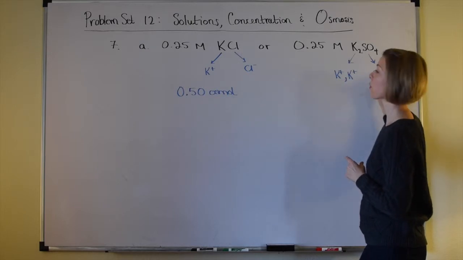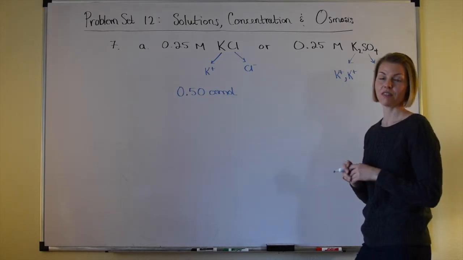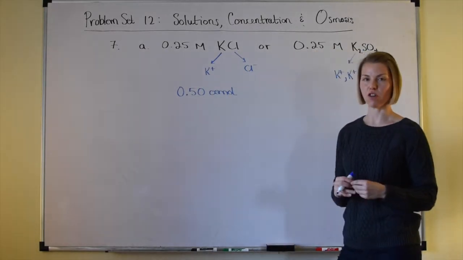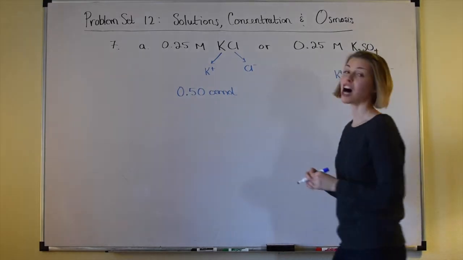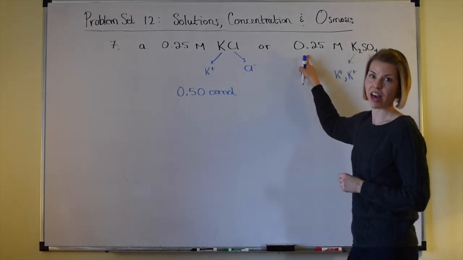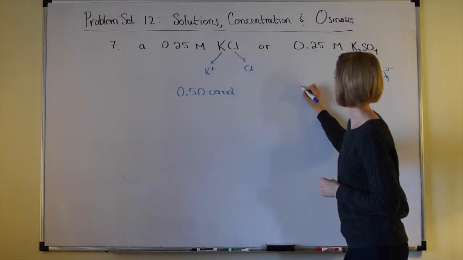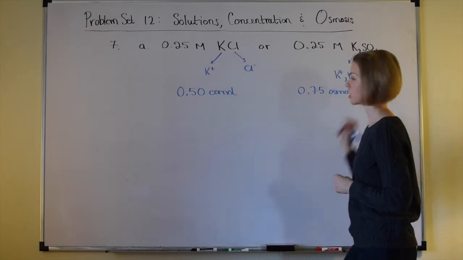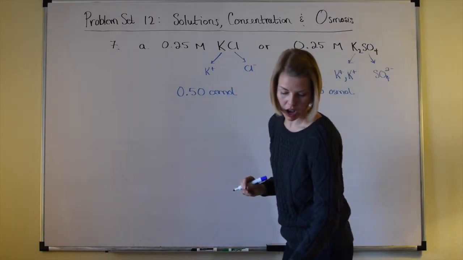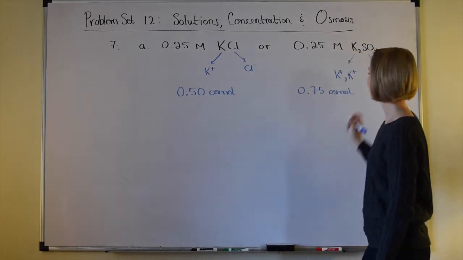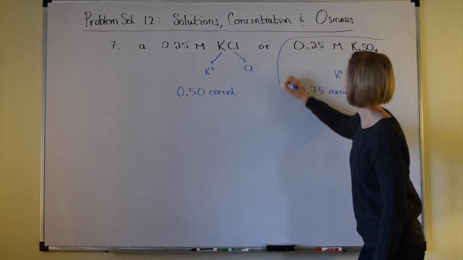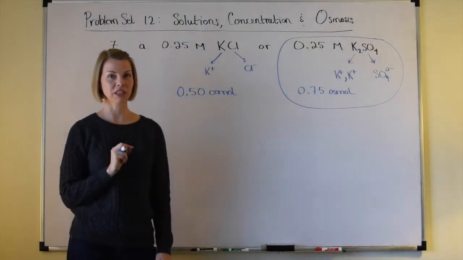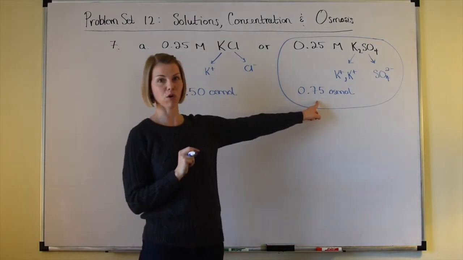So we get 1, 2, 3 dissolved particles. For every 1 mole of potassium sulfate that dissolves, we get 3 moles of dissolved particles in that solution. So the osmolarity will be triple that of the molarity. So this is going to be a 0.75 osmolar solution. So we were looking for which one has the higher osmolarity. It is going to be the 0.25 molar potassium sulfate solution. Its osmolarity is going to be 0.75 osmol.